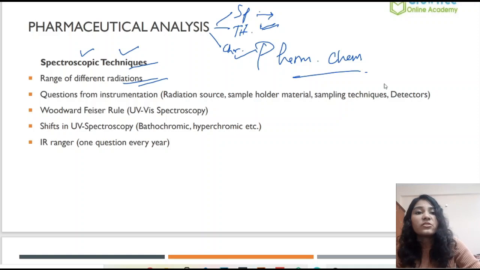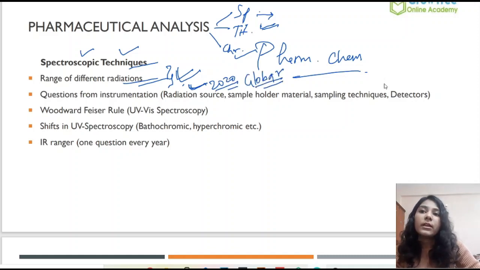Then questions from instrumentation of various spectroscopies can be asked, which can be related to radiation source. Like in 2020 paper, there was a question on Globar, which is the radiation source in IR spectroscopy. Then questions can be asked from sampling techniques, detectors.